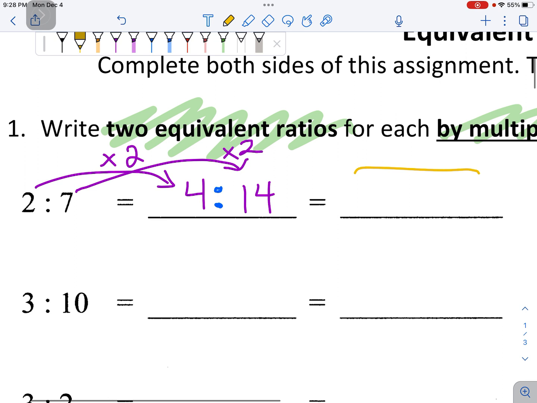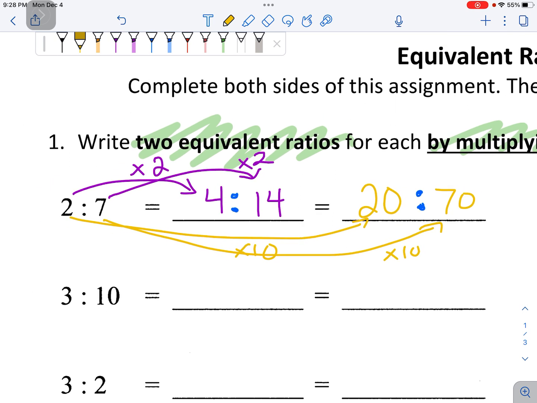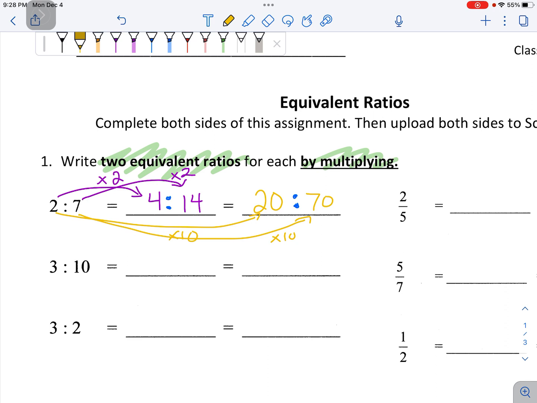So for this next blank over here, I'm going to multiply by a number other than 2. Let's multiply by something else easy. Times 10. 2 times 10 is 20. And I need my colon. And then the 7 times 10 is 70. Boom, I'm done. You can pick any number that you want to.